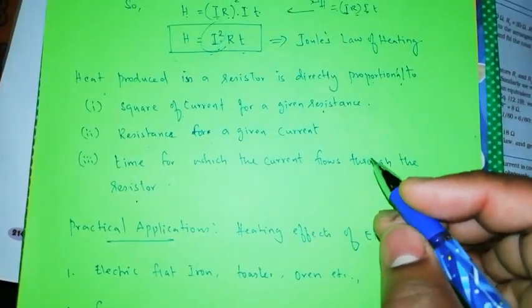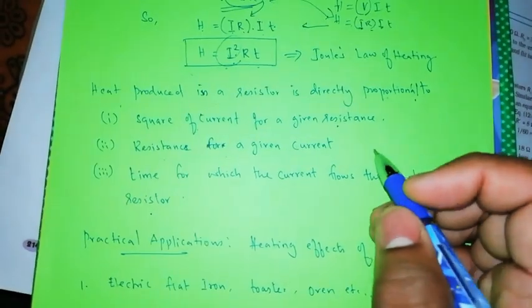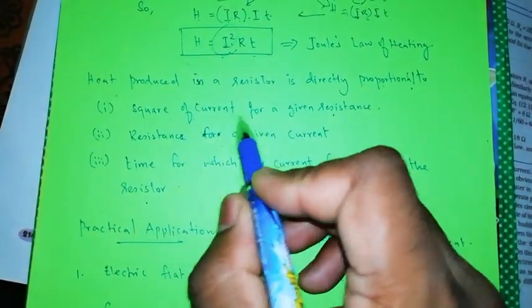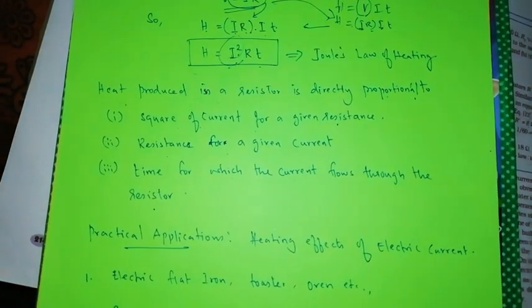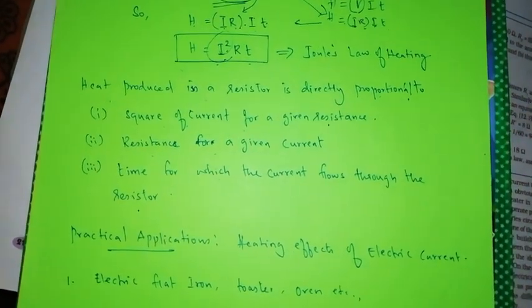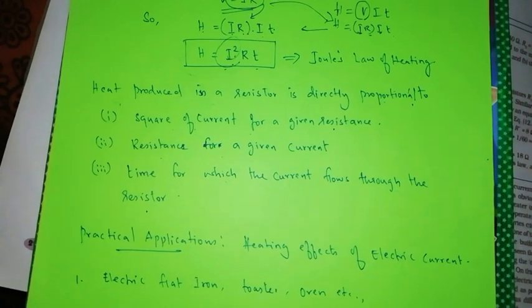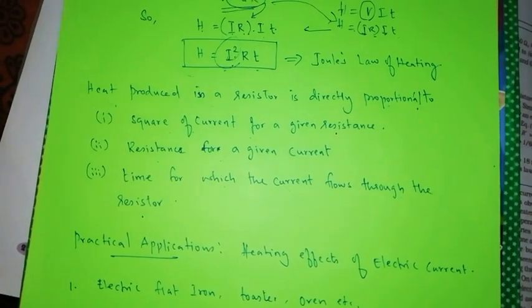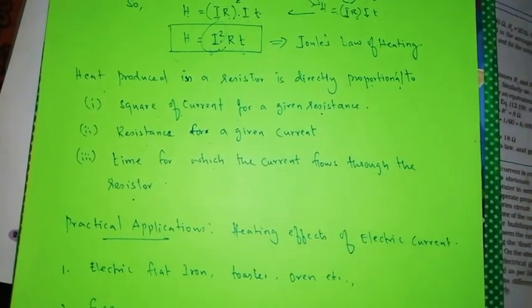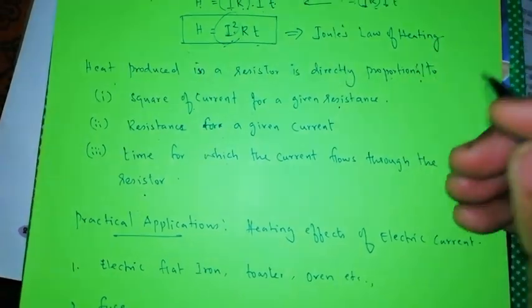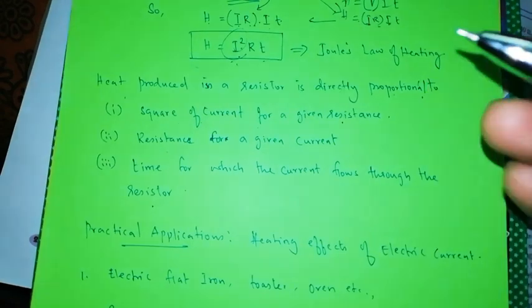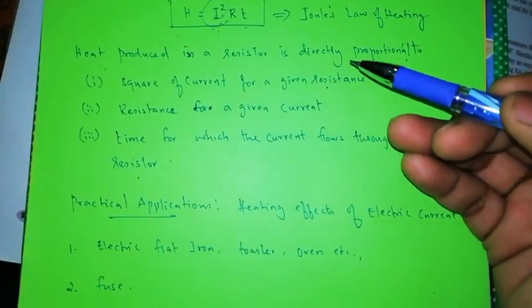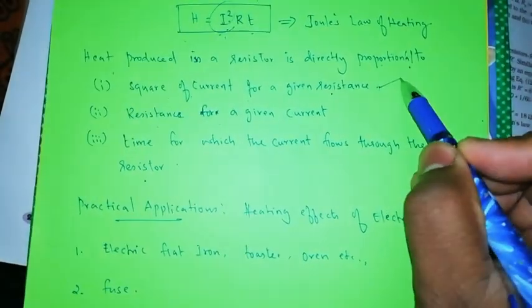Okay, let me explain this in a different way. The square of the current for the given resistors. Think of it this way: if more current is passing in a circuit, what will happen normally? Heat will be generated. Am I right? So the square of the current means more current, more heat energy. That is what this line talks about.